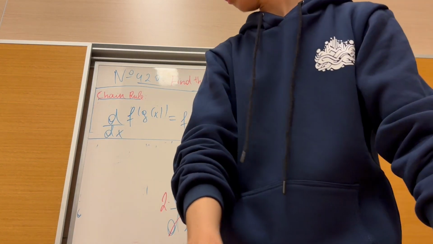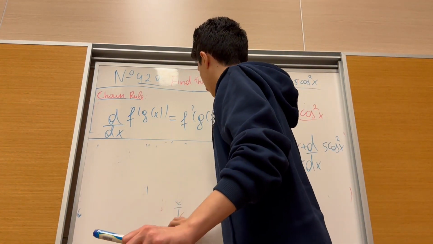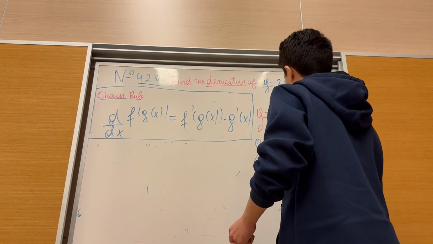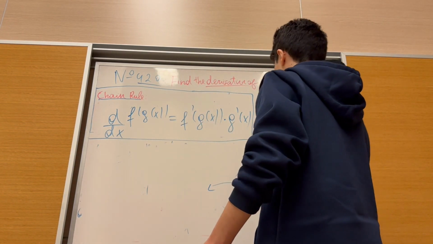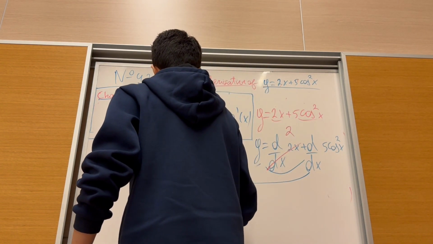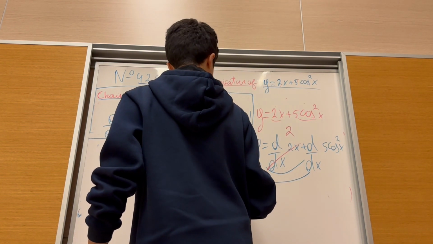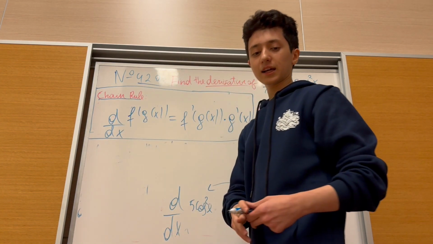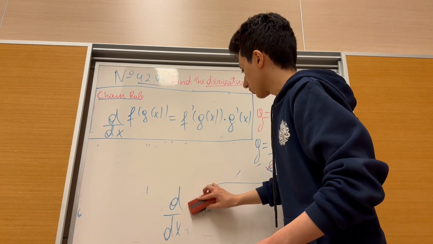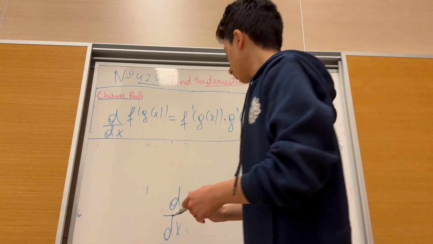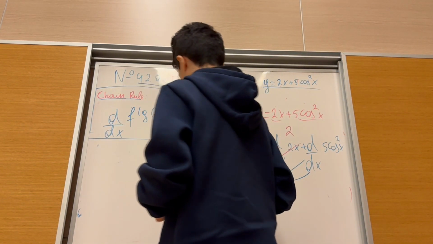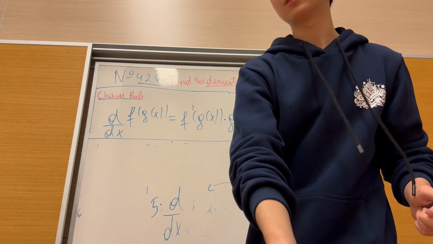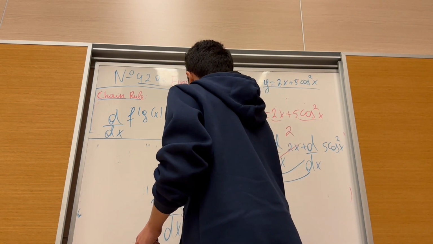Now let's clear the board, this part, and focus on the second function. And that's the point itself. Find the derivative d/dx of 5 cosine squared x. Now, as we mentioned, we can use the constant multiple rule here also, and it will be 5 multiplied by the derivative of cosine squared x.